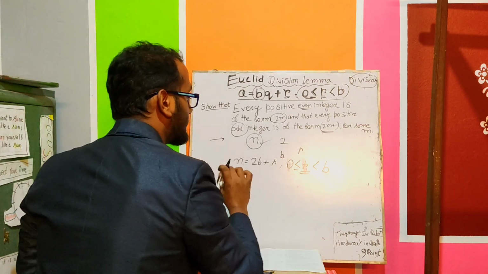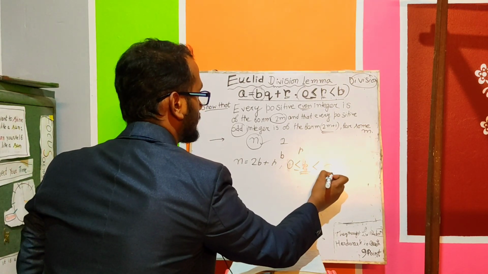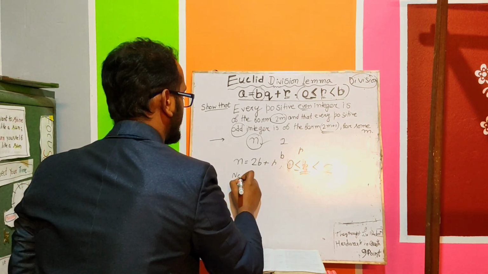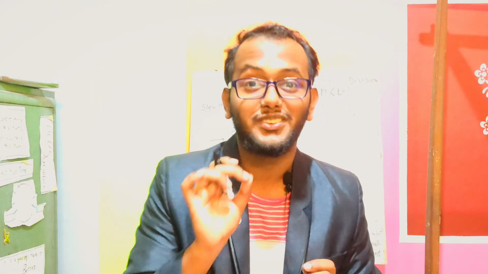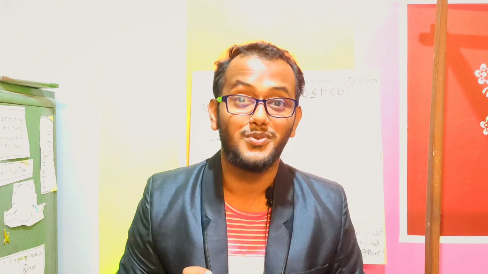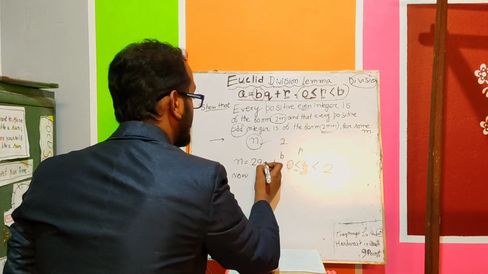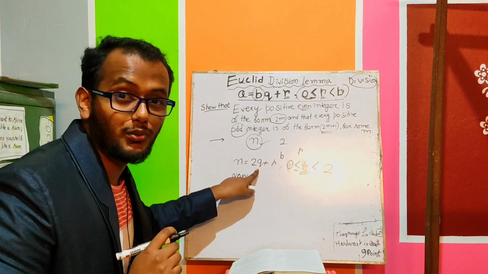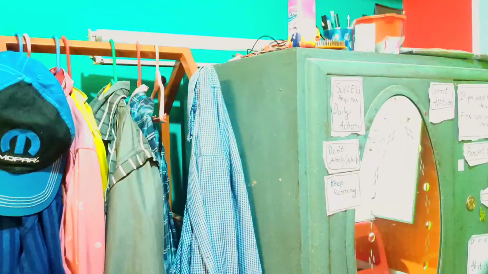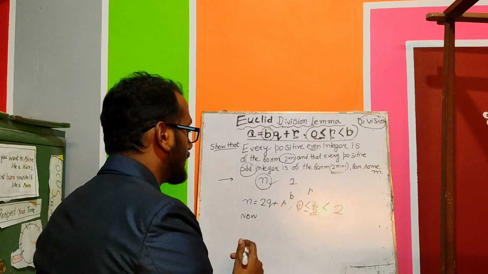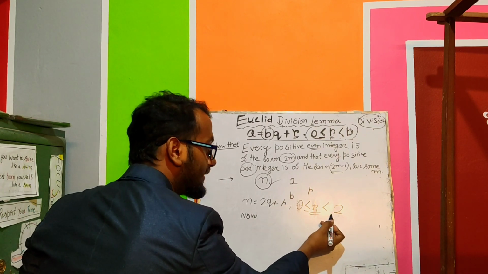So what is b here? b is 2. Sorry, it's not b, this b will be q. So n is equal to 2 into q plus r, because here b is equal to 2, and here a is equal to n. So r is greater than or equal to 0 and less than 2.